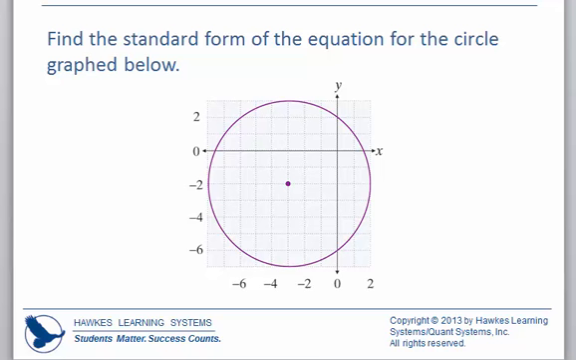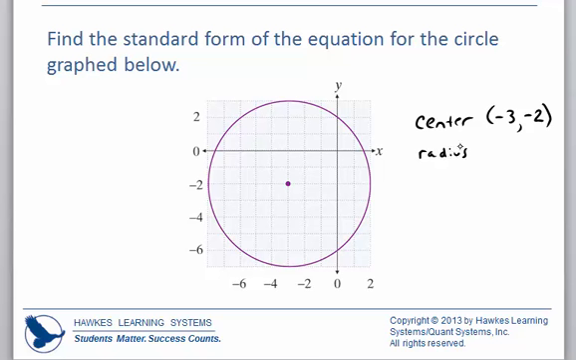And let's try one more example. It says find the standard form of the equation of the circle graphed below. So what do we know about this circle? We can identify the center of this circle as being, let's see, negative 1, negative 2, negative 3, and down 2. So (-3, -2) would be our center.